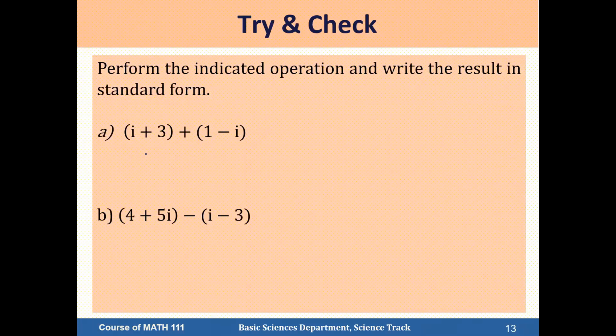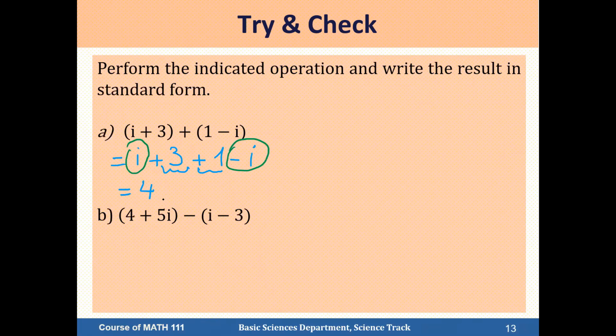Another example. Same thing, remove the parentheses. It's a plus, so we remove without any modification. Then we add the real parts: 3 plus 1 gives 4. And we add the imaginary parts: i minus i is 0.